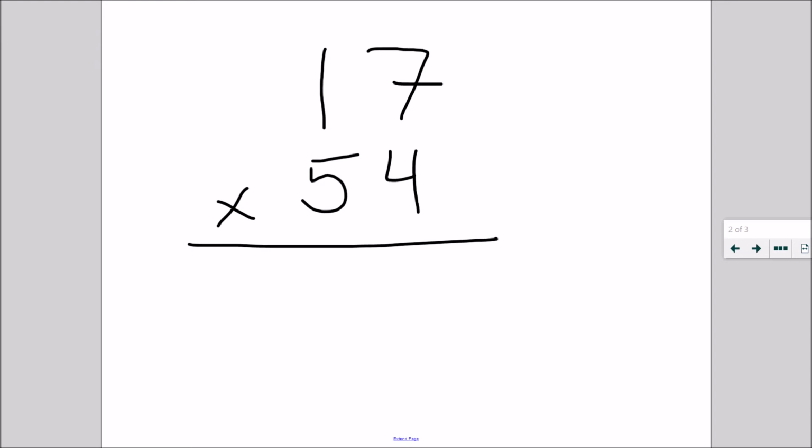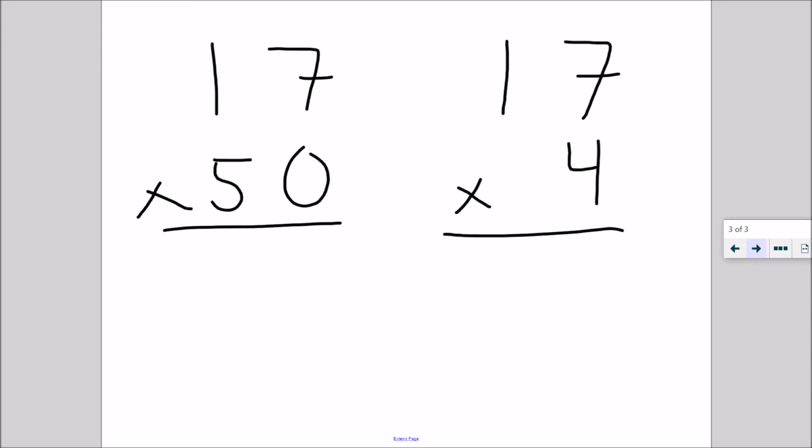Let's take a look at how that looks by wrapping up this example problem. Now, the trick here is that we're treating each digit of the lower problem as its own smaller problem in the whole thing. That means we're not doing 17 times 54. We're actually doing this: 17 times 4 and 17 times 50. 50 17s and 4 17s should make 54 17s.